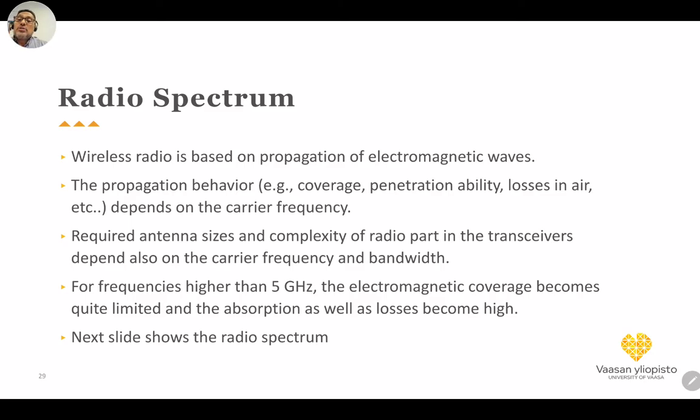The wireless radio is based on the propagation of electromagnetic waves. So we have an electromagnetic wave that propagates in space. And the propagation behavior, like the coverage area, the penetration ability, losses in air, losses inside buildings, the multipath behavior, the scattering behavior, many things related to the propagation behavior of electromagnetic waves depend on the carrier frequency. What is the carrier frequency?